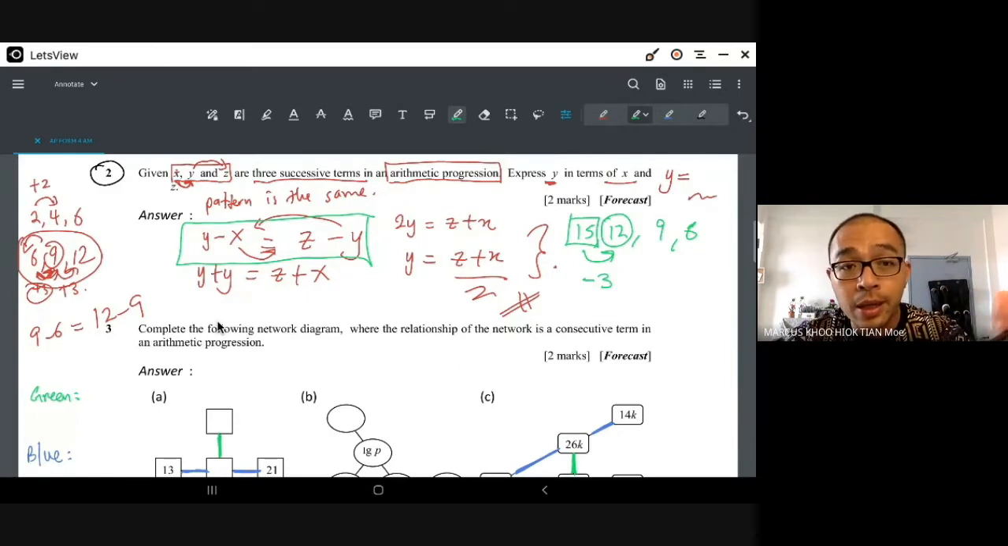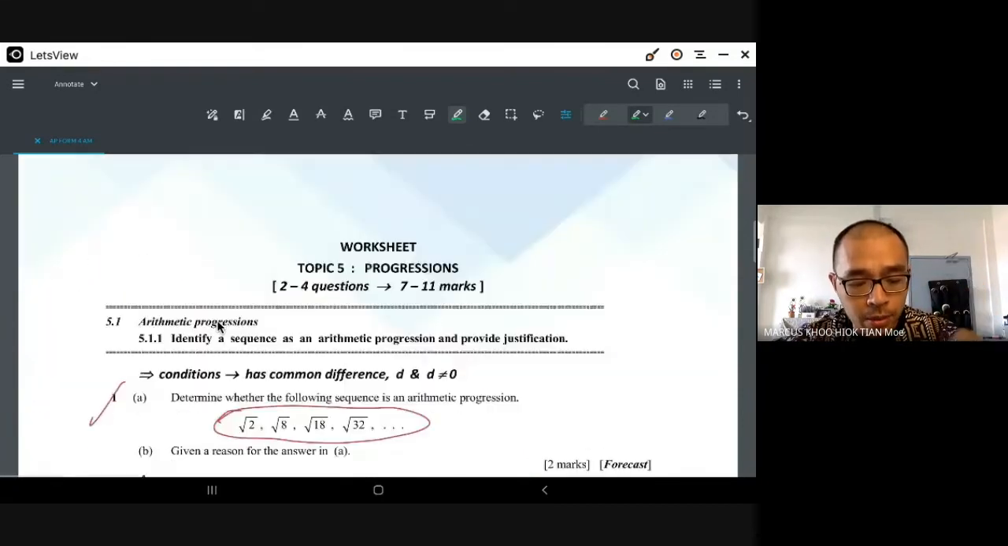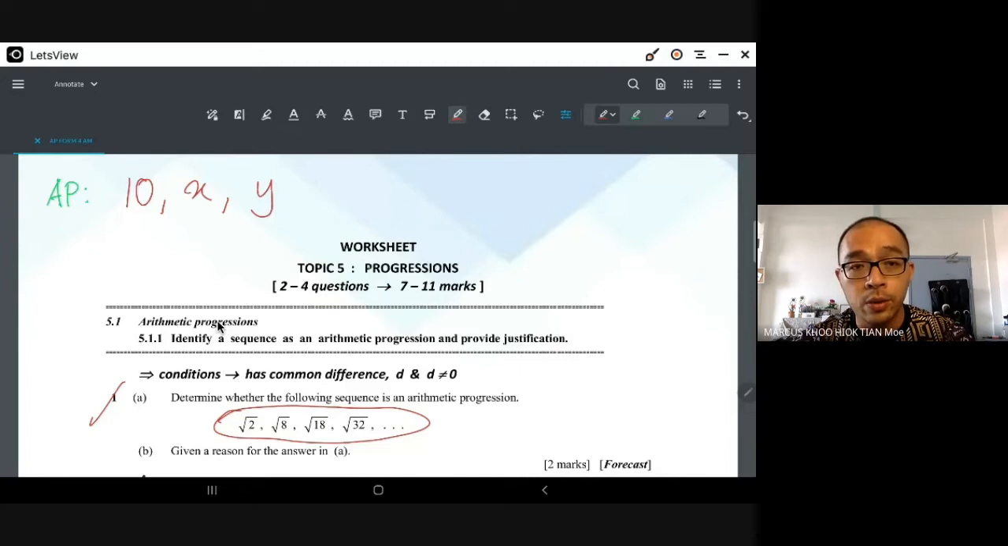So it doesn't matter whether it is a letter, a number, or names of people in the class. If it is an arithmetic progression, you must know that the pattern is already determined. Even if you don't know what the pattern is, whether it is a number or a letter, it stays the same. Let me give you another example. Say I tell you, listen, this is an arithmetic progression: 10, x, y, 25.